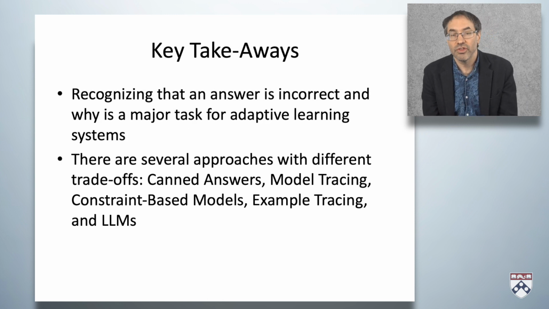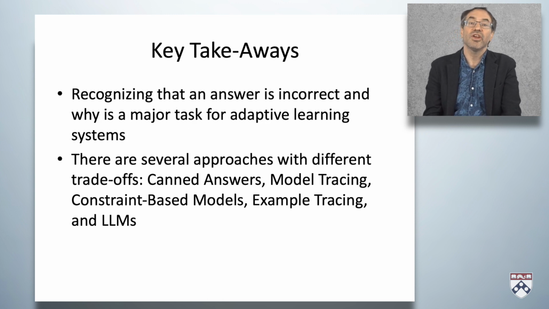Some key takeaways for this lecture: recognizing that an answer is incorrect and recognizing why it's incorrect is a major task for adaptive learning systems. And there are several approaches with different trade-offs, including canned answers that an author creates, model tracing, constraint-based models, example tracing, and large language models, which is a nascent approach.